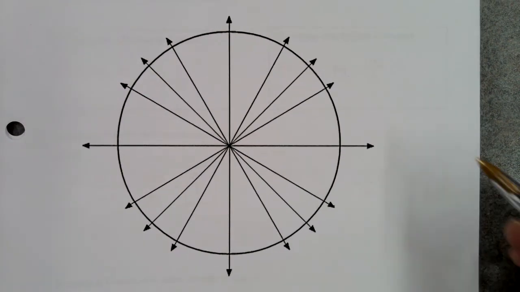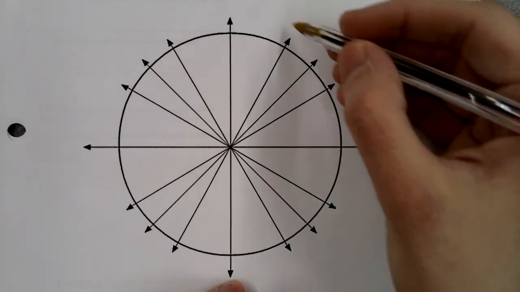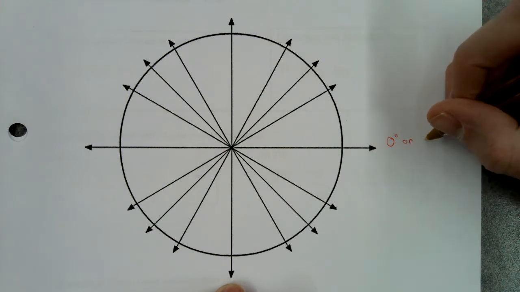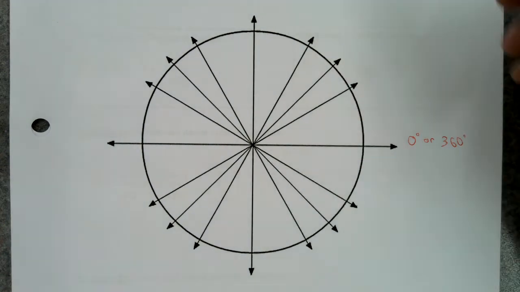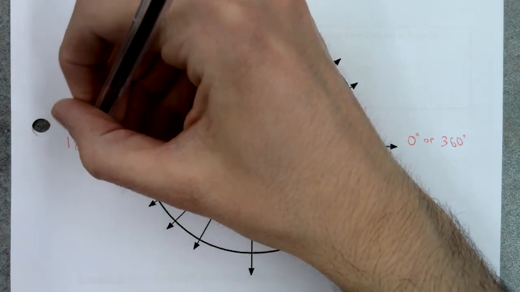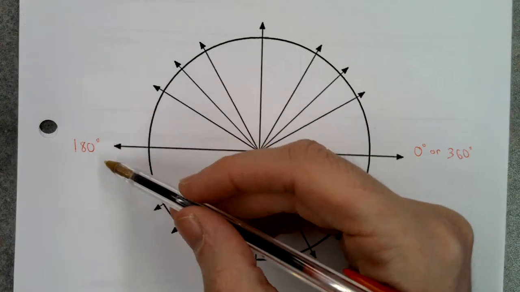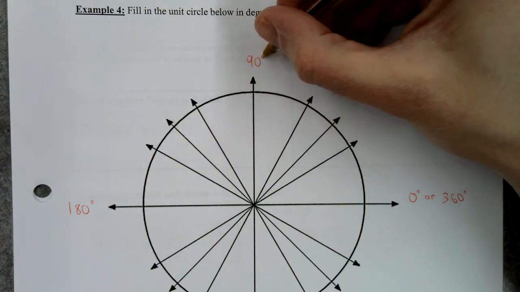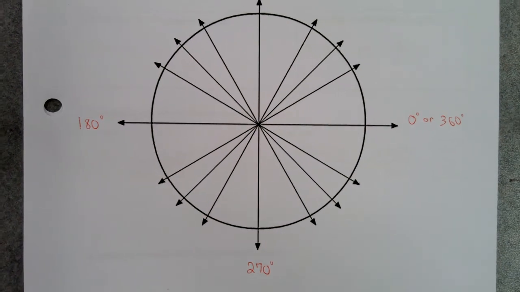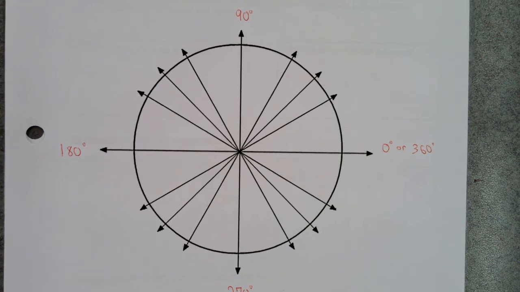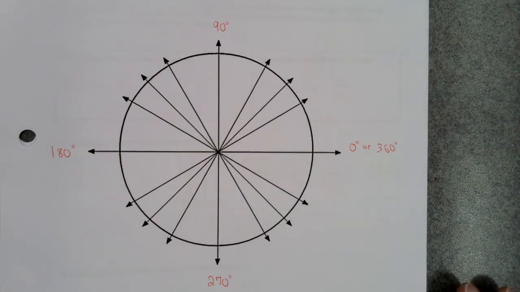A circle is 360 degrees. I'm going to call this 0 degrees. And then when we get back around, we're going to be back at 360. So I'm going to say 0 degrees or 360. If that's 0 degrees, then halfway is 180 degrees, a semicircle. If that's 0 or 360 when you get back around, and that's 180, then halfway is 90. And so that means this has to be 270.